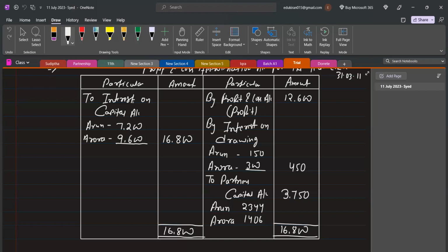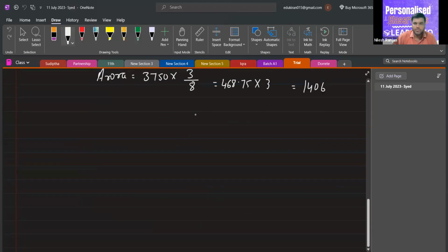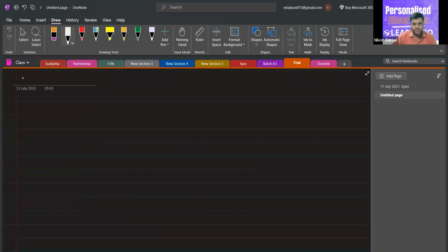Is there any other doubt? No, sir. Okay, so we have done our question. Profit and loss appropriation account. Let's discuss a new topic. After that, you will be able to prepare capital account and pass the journal entry.